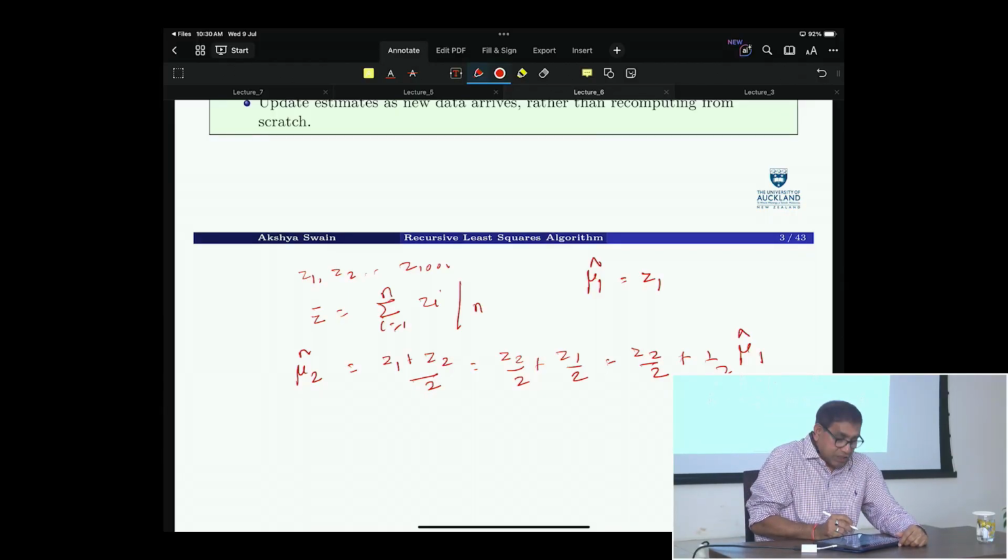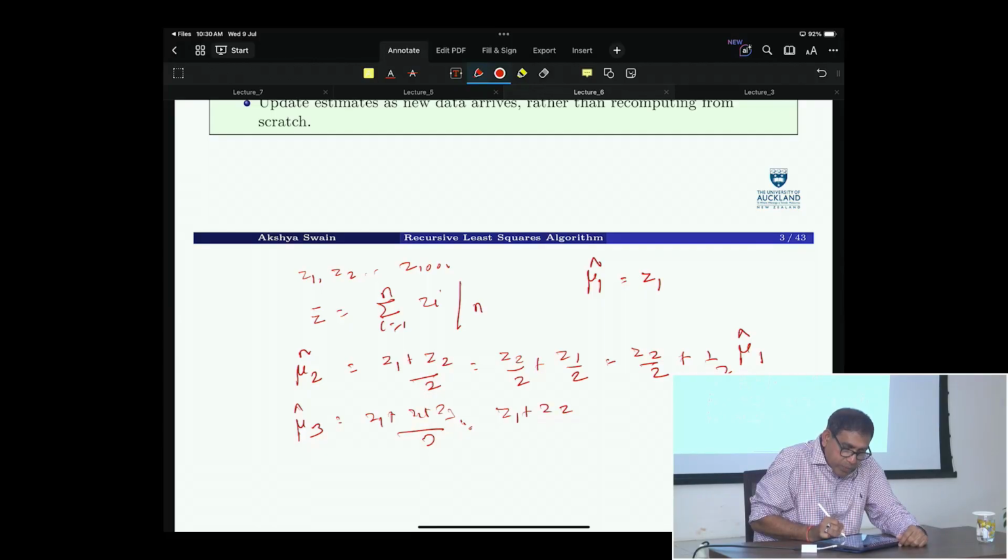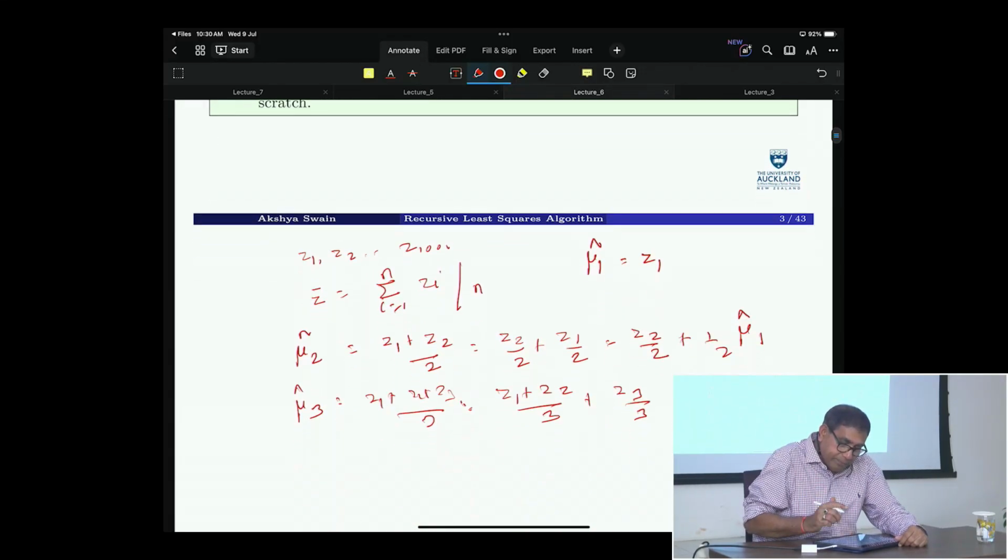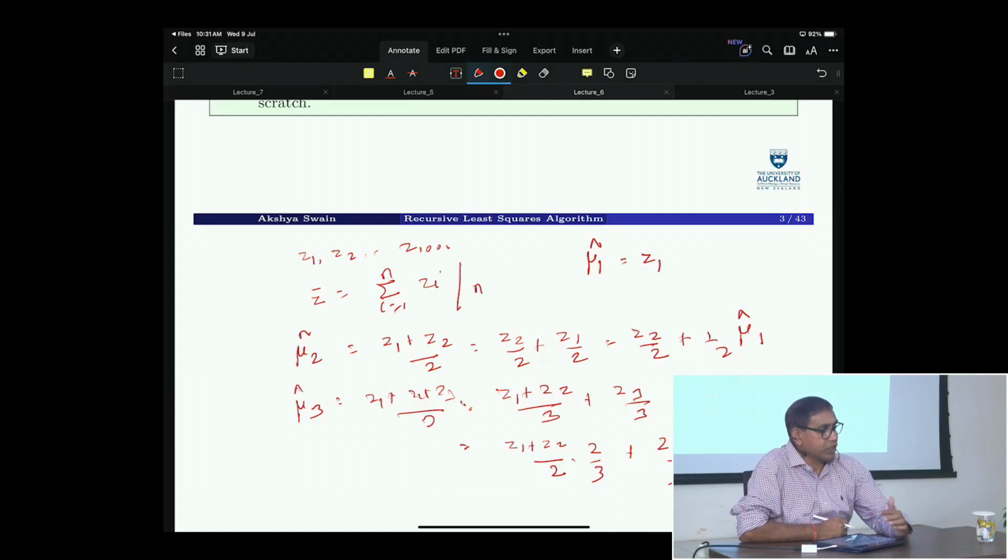Third one, the third sample comes. What is mu3 cap? Z1 plus Z2 plus Z3 by 3, right? So that is equal to Z1 plus Z2 by 3 plus Z3 by 3, right? Now that is equal to Z1 plus Z2 by 2 into 2 by 3 plus Z3 by 3. Is there any problem? I just manipulated it.